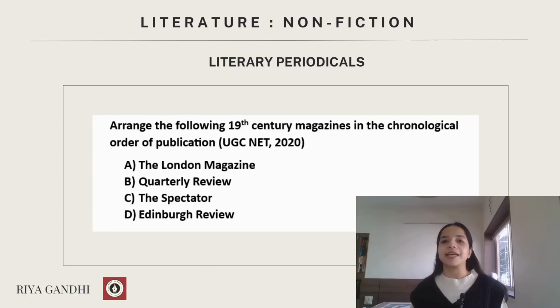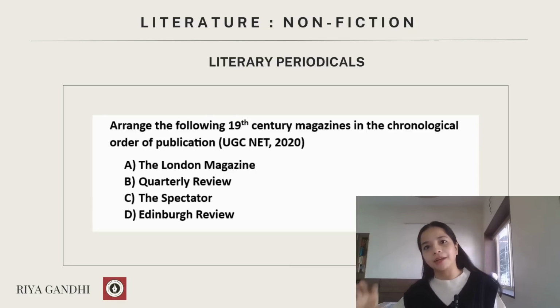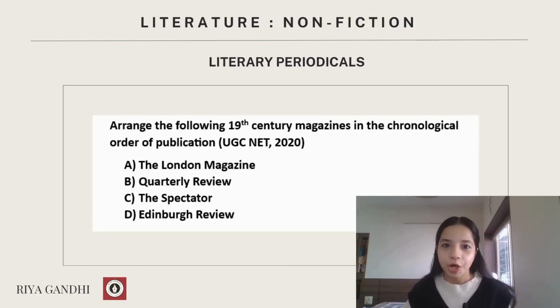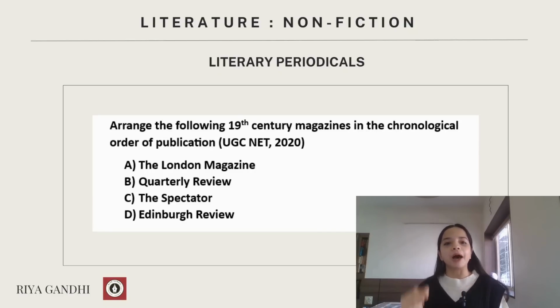Literary periodicals emerged in the 18th as well as the 19th century. They are extremely important because of the impact they have had on fiction and other forms of literature. So a question related to 19th century periodicals was asked in 2020, talking about the chronological order of their publication.